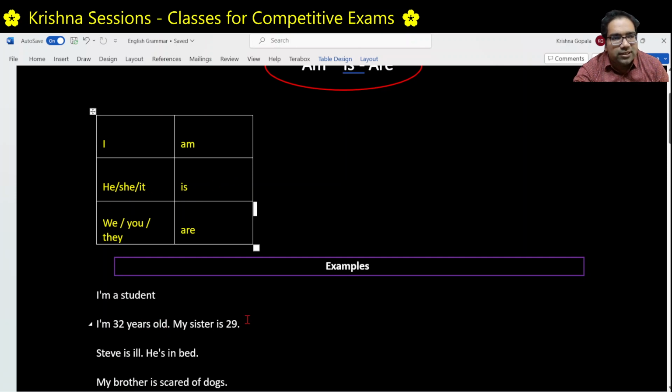My sister is 29. That means my sister is 29 years old. My sister means she. She is. My brother is 28 years old, let's say. That means he. He, she is. Steve is ill. Means he is ill. He is on bed. Steve means he.